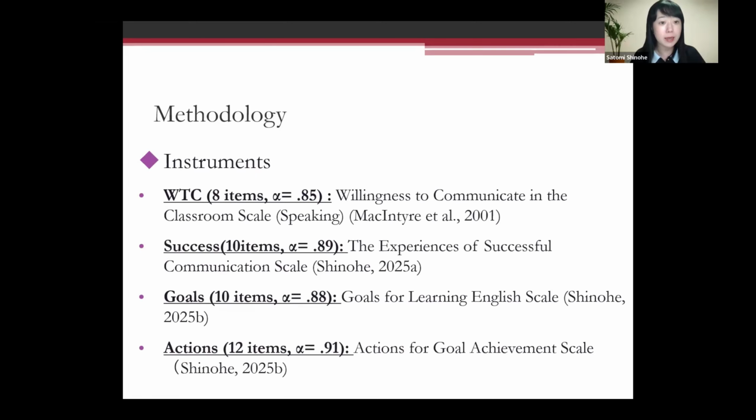And in this study, 4 questionnaires were used. WTC was measured using the willingness to communicate in the classroom scale, developed by McIntyre and colleagues. And successful communication experiences were measured using the experiences of successful communication scale. Also, goals for learning English and actions for goal achievement were measured using scales, all developed by the author. As shown in the slide, all the scales demonstrated satisfactory reliability with Cronbach's alpha coefficients ranging from 0.85 to 0.91.